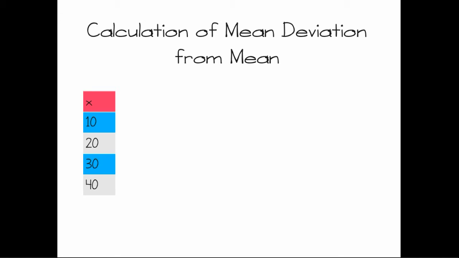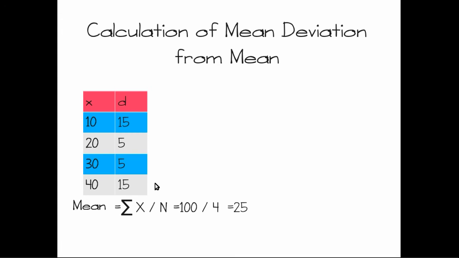So the first step is to calculate the arithmetic mean of this data. As you can see, mean is given by summation of x by n. We sum up all the x values 10, 20, 30, 40. Summation is 100 and then we divide by the number of numbers. So we have 4 numbers here, 1, 2, 3, 4. So we divide 100 by 4 and we get the mean as 25.